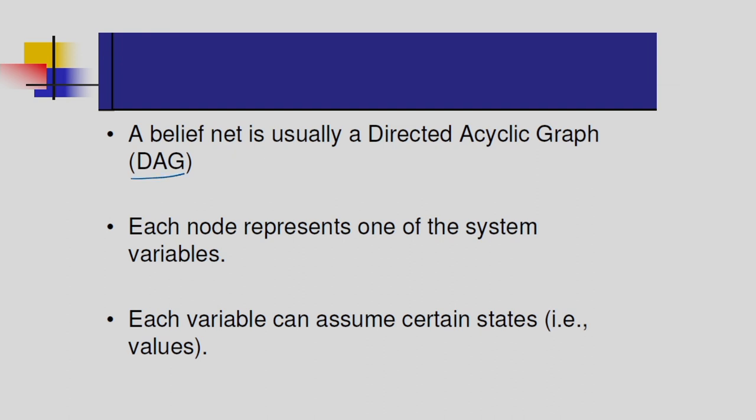Each node represents one of the system variables. So in the nodes, I can consider some random variables, and each variable can assume certain states. So some probability value I can assign corresponding to these variables. So each variable can assume certain states. So what is actually this belief network? This is, I can say, this Bayesian network.